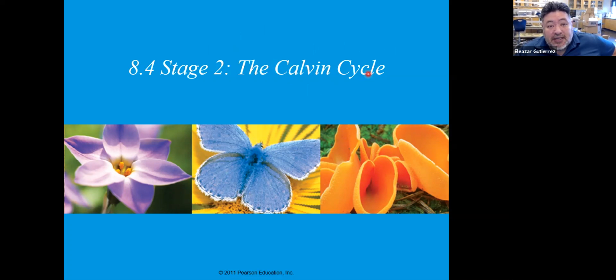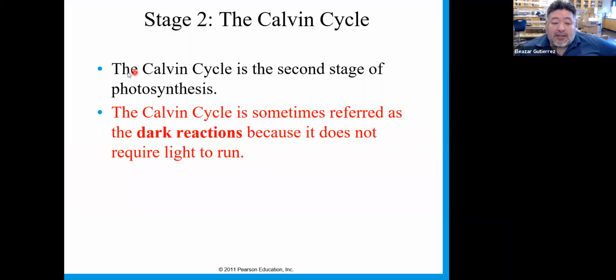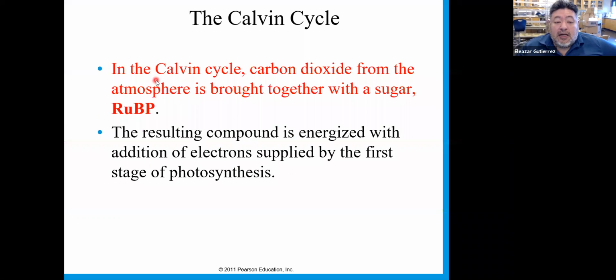Where does this take place? Do you guys remember? That's right, the stroma. Okay, so the Calvin cycle is the second stage of photosynthesis. The first stage being, of course, the light-dependent reactions. The Calvin cycle is sometimes referred to as the dark reactions because it does not require light to run. Can it be in light? Absolutely. Yes, it can.